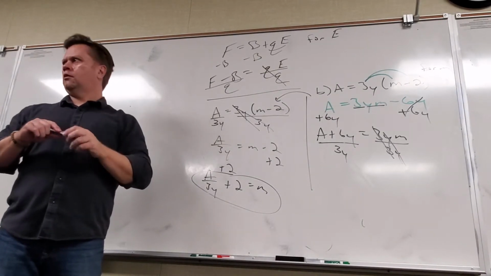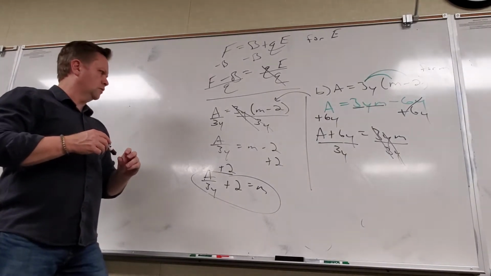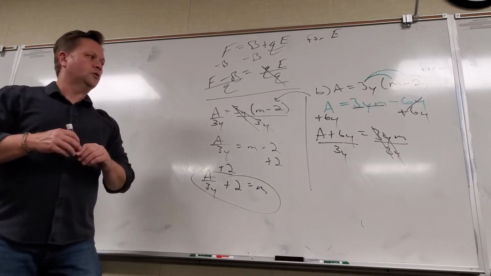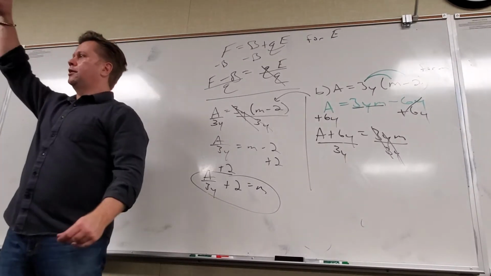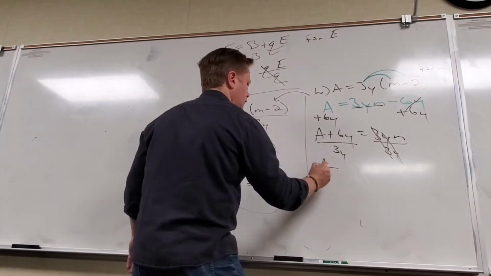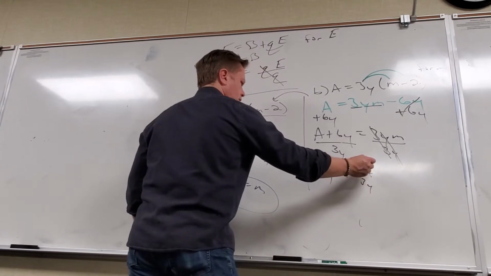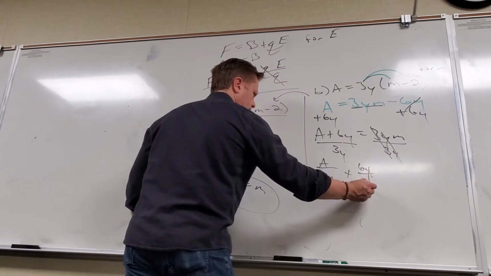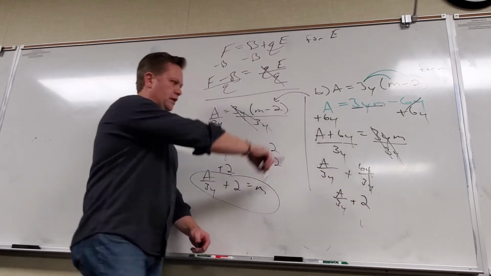Wouldn't the y stay up there though? Where? 3y goes into 6y twice, but wouldn't it be 2y? No, careful. 3 goes into 6 twice. The y's would cancel. So if I wrote this, a divided by 3y plus 6y divided by 3y, what do the y's do? Die. And 6 divided by 3 is 2. That's how those become the same.